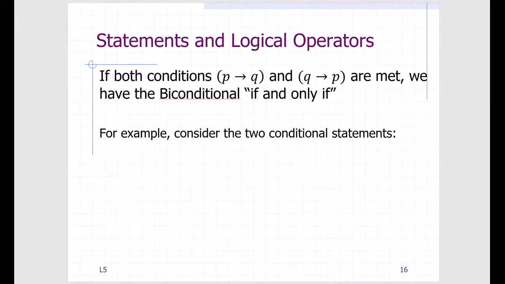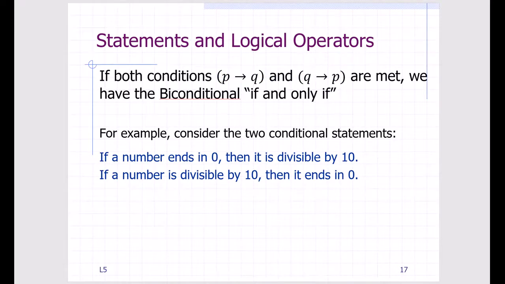And then the last logical connective is the biconditional, and this is the conjunction of two conditionals. So what that means is if you have P implies Q and Q implies P, and they're both true, so you have both directions of the conditional, we have the biconditional.